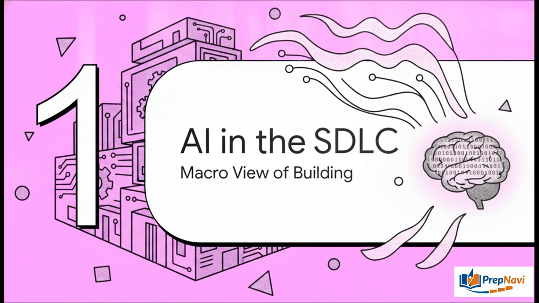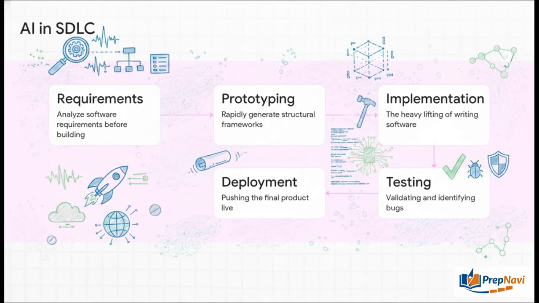Section 1, AI and the software development lifecycle. According to the blueprint, AI's role spans 5 distinct stages. Think about it. Before you even write a single line of code, AI is already at work, synthesizing the actual requirements. Then it hits the gas on prototyping, does some serious heavy lifting during implementation, meticulously hunts down bugs in testing, and finally pushes the polished product live during deployment. It doesn't just sit on the sidelines, it optimizes every single node of the process.